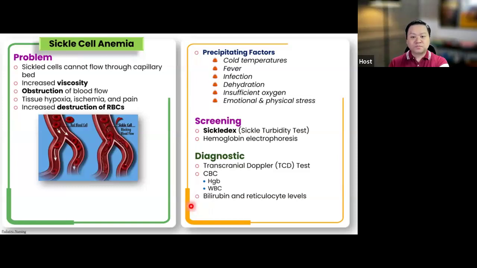So if there is rapid destruction of the red blood cells, this can overwhelm the liver, causing an elevation of the bilirubin count. Now, another test here is the peripheral smear. This is a test that can reveal sickled red blood cells.